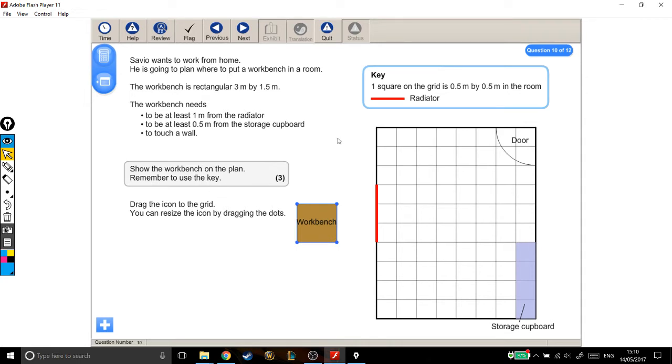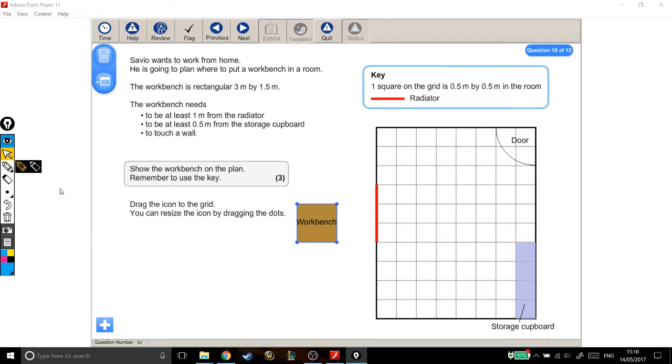Now, since it's brought it up, here is the key. It says that one square on the grid is 0.5 meters by 0.5 meters in the room. What that means is, let's say I wanted to know the height of this storage cupboard. Well, this is 0.5 meters, and that's another 0.5, so that's 1 meter altogether. 1.5 meters, 2 meters. So, for example, the height of the storage cupboard would be 2 meters.